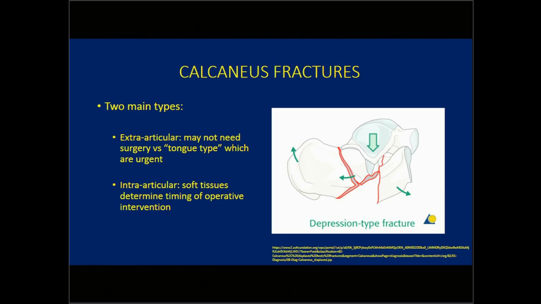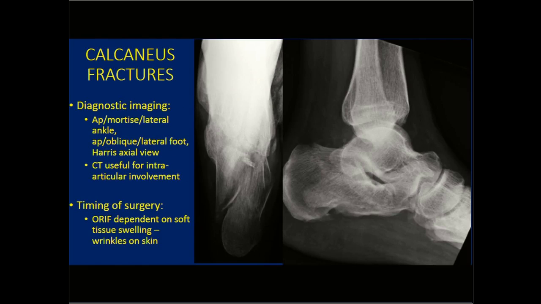The intra-articular injuries, the most important thing probably is waiting on the soft tissues to determine the time of operative intervention. The only way you can make a fracture worse is to get it infected, and that can happen if you operate on these too soon and you're not waiting until the skin is wrinkleable. In general, these are considered intra-articular fractures, and they do better with surgery, even our elderly patients.